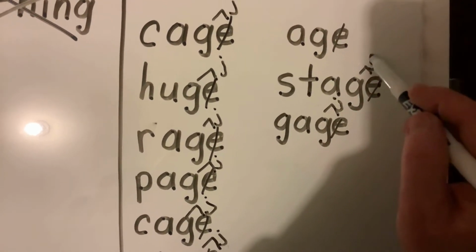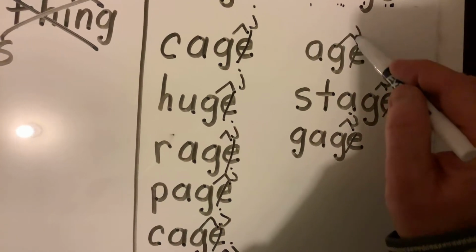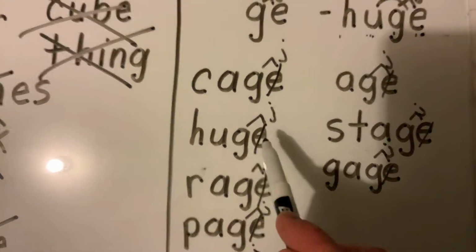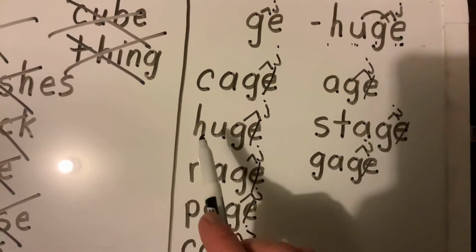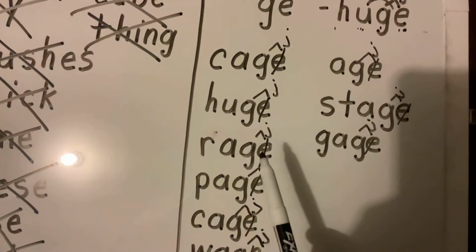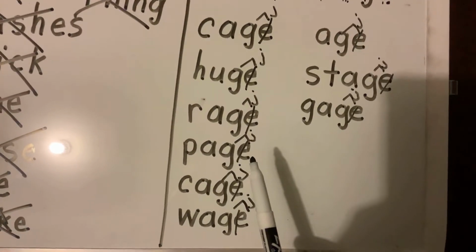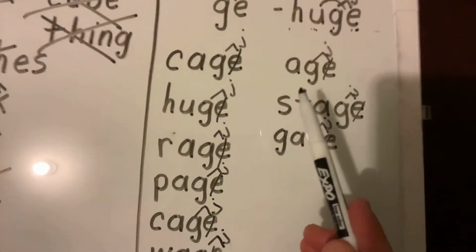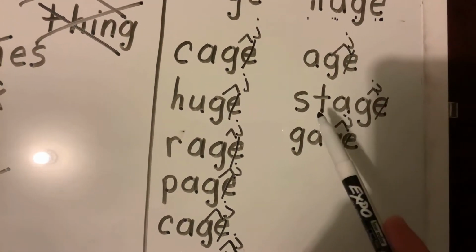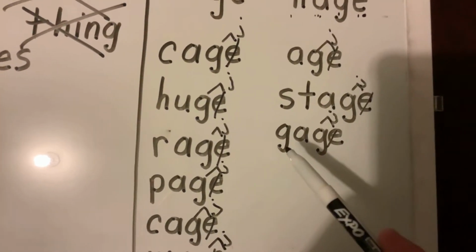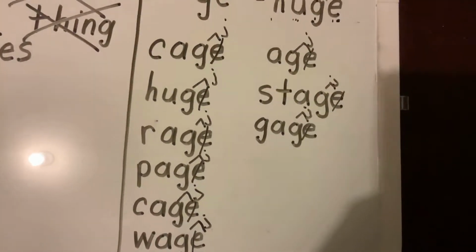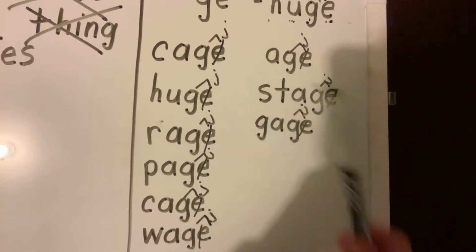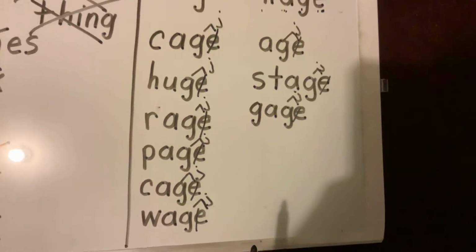So I want you to echo me or read at the same time. Here we go. Cage. It only happens when we have the G-E together. Huge, rage, page, cage, wage, age, stage, gauge. So our vowel is saying its name. It's got the soft G, sounds like a J.